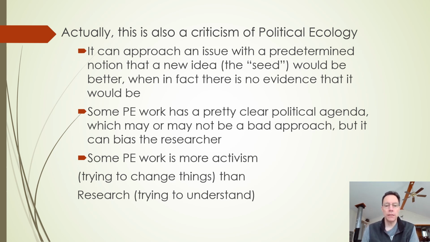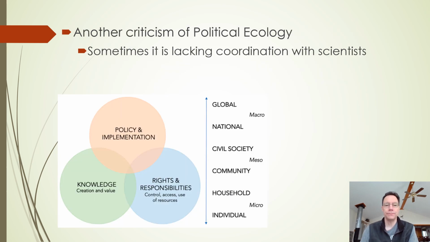So some political ecologists are doing more activism, trying to change things, than to actually try to understand them. Political ecologists, of course, push back on this and say, of course, they're trying to understand things, but they're taking it to the next level. They're trying to improve things as well. Another criticism of political ecology is that it sometimes is lacking coordination with scientists.